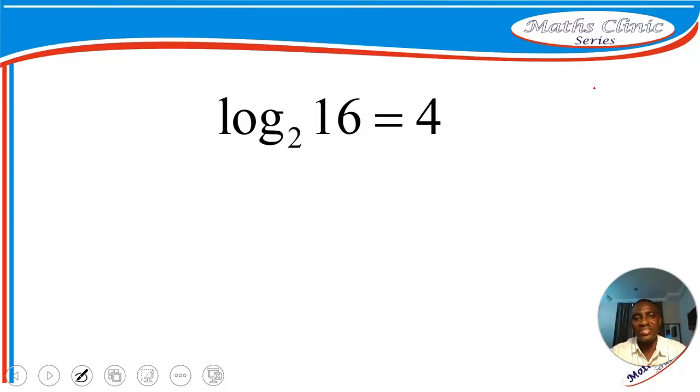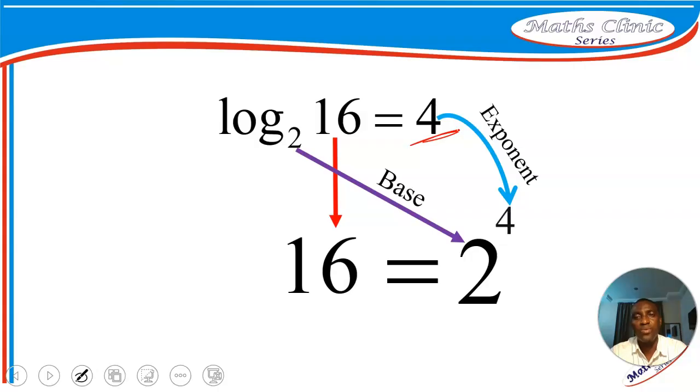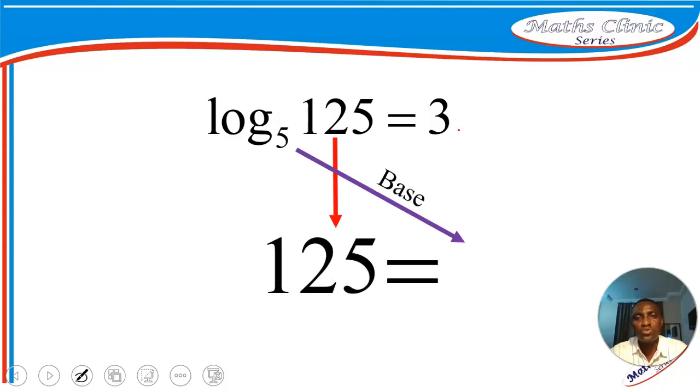Again, if I give you this and I say, what is the value of log 16 base 2? And I don't know the answer to be 4, I can just say 16 is 2 exponent something, or here I would just say 4. Okay, that's the relationship, right? Good. Again, here too, log 125 base 5 is equal to 3 simply means 125 is equal to the base to the power 3. And this is very, very important.